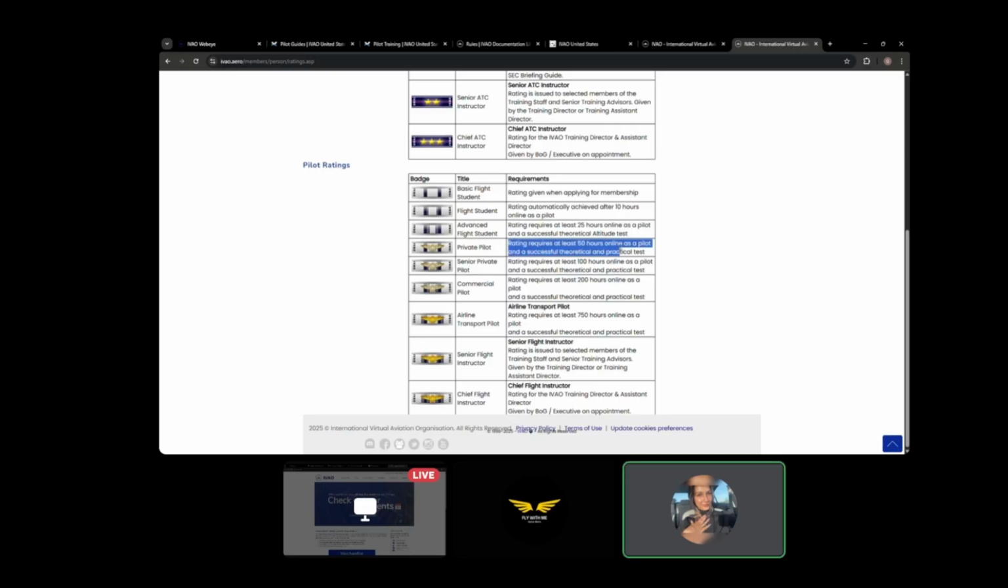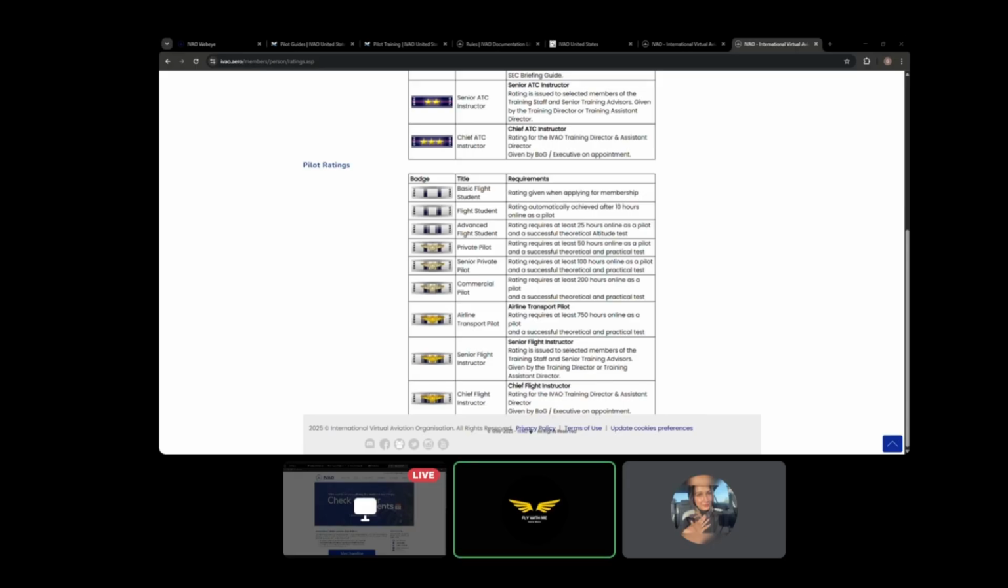So as I was telling you, if you have the license in real life, you can transfer to IVAO. But if you pass the exam in IVAO, you cannot transfer it to real life. Yeah, I understand. I'm just asking, for example, the person who's going to test me, is he a CFI or an examiner?